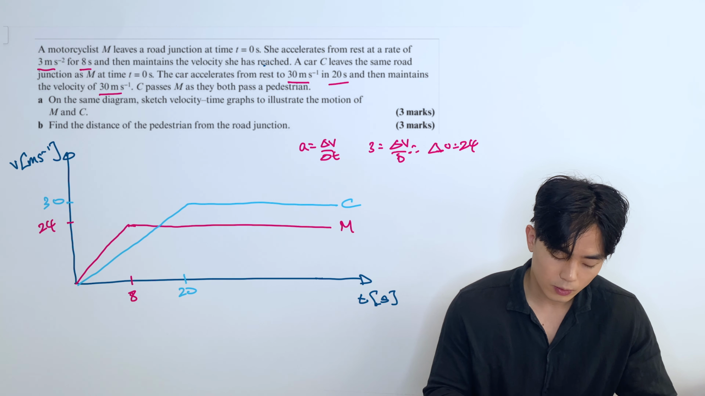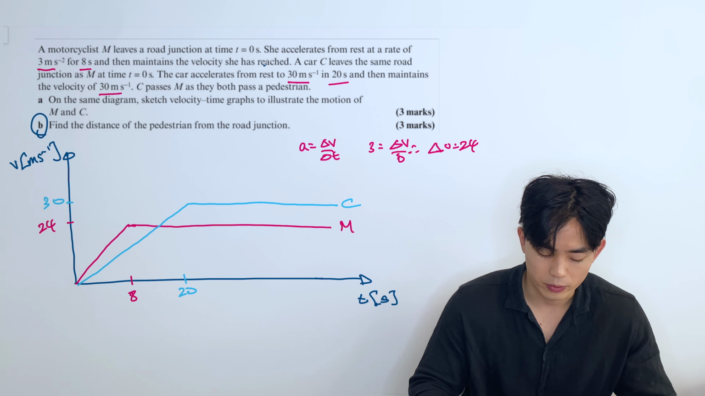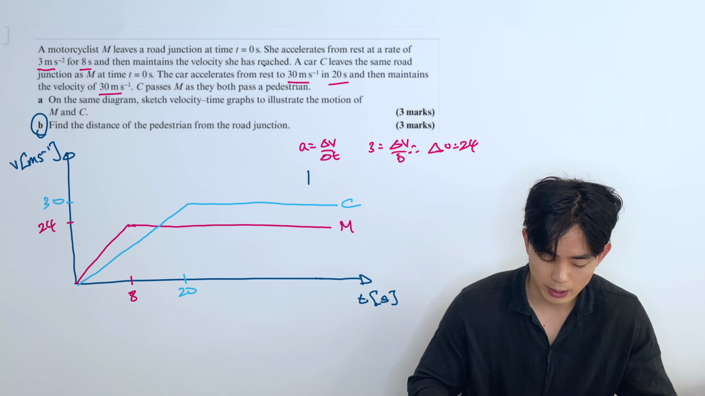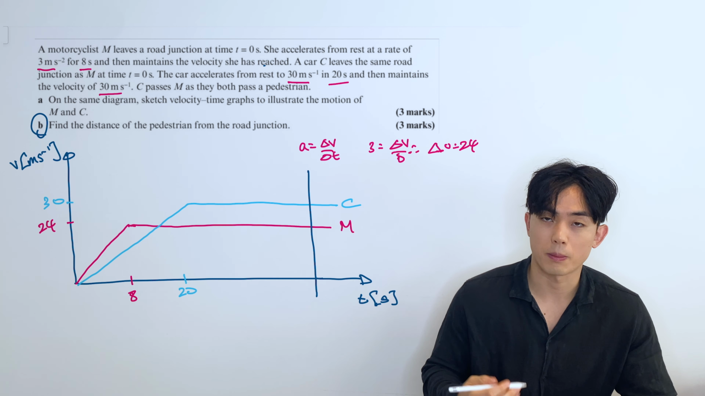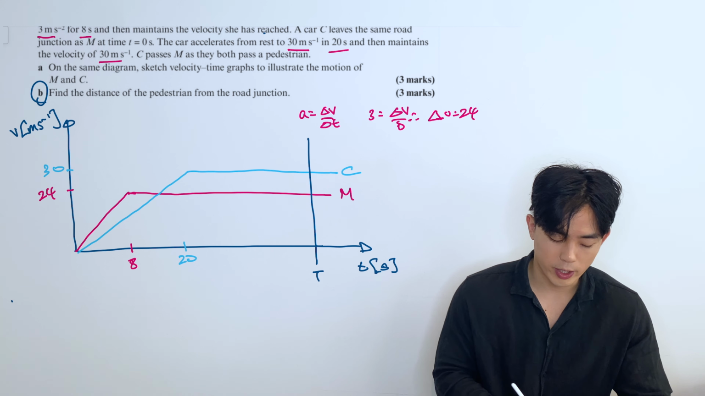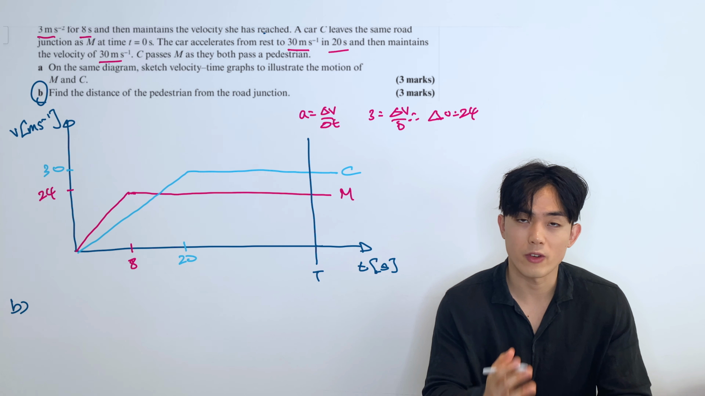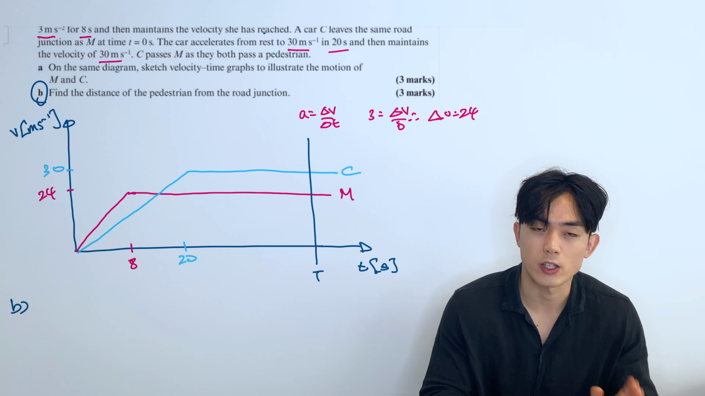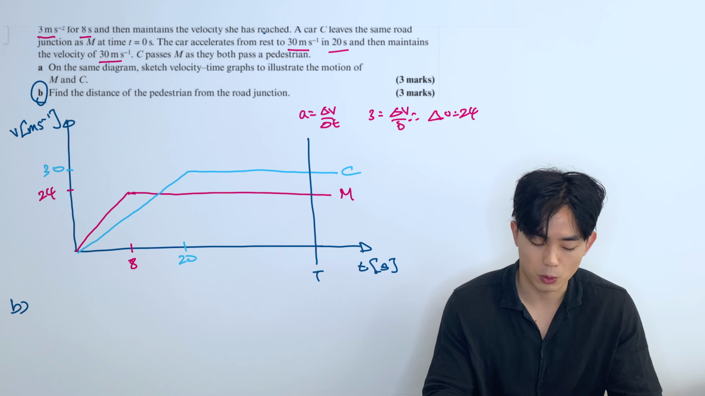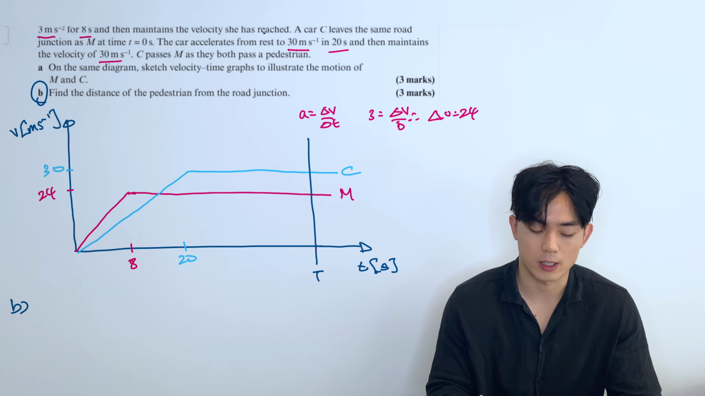Right. Find the distance of the pedestrian from the road junction. They both pass the pedestrian, right? So let's say this point is where they pass it, at this value of t. Okay, so we need to do some equating. If they both pass it, because they started off at the same position, they must have traveled the same distance. So what we can do is equate the two distances together.